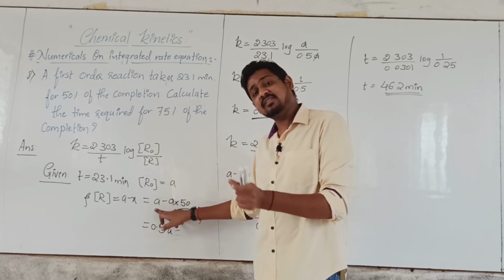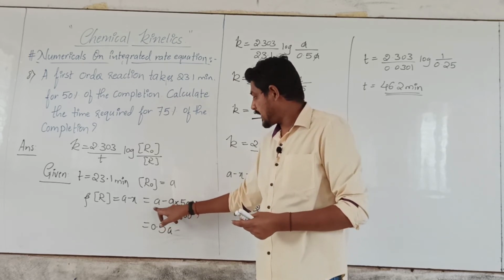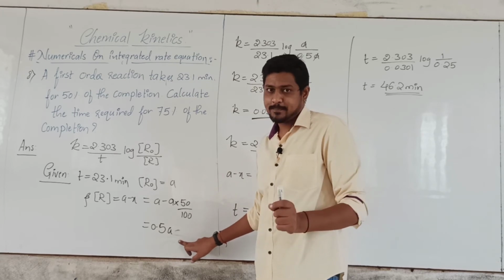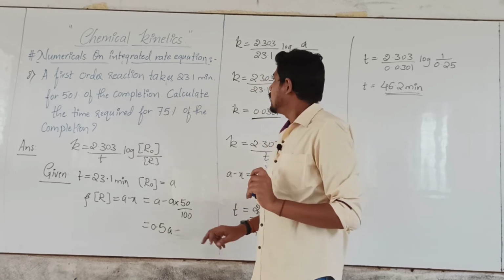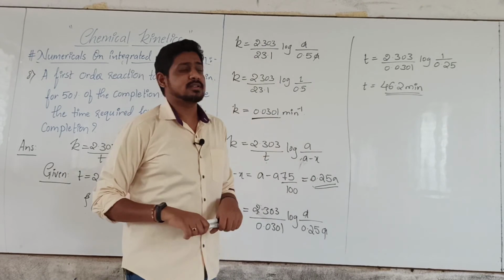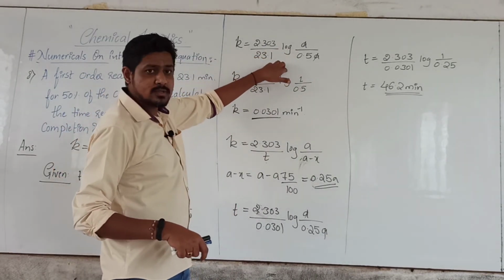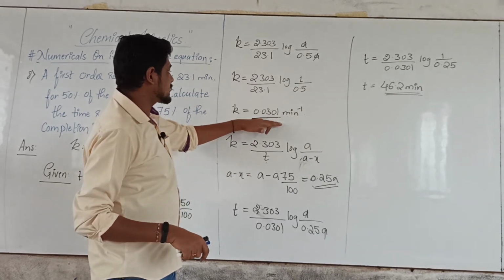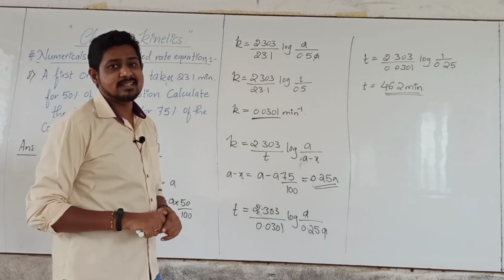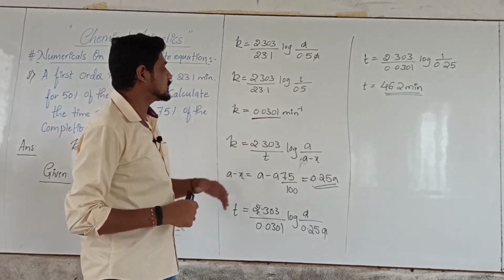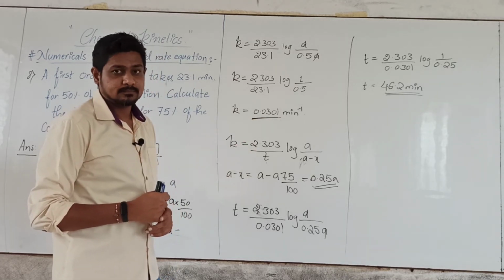If this is 100%, 50% of it is consumed. So A minus A into 50 by 100 will give you 0.5 A. Next, substitute the values here. So I have substituted the values, and the rate constant that we will get here is 0.0301 per minute.